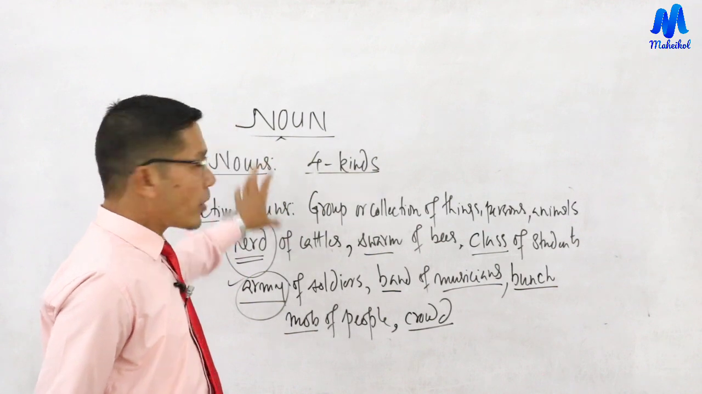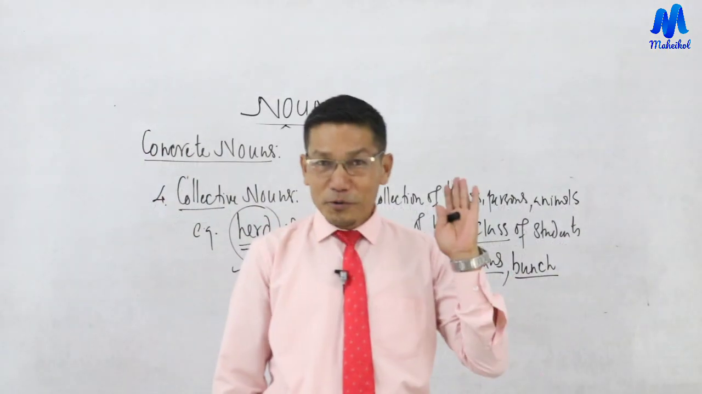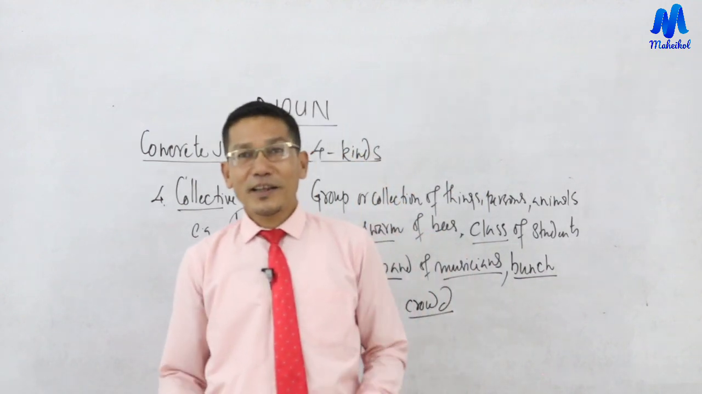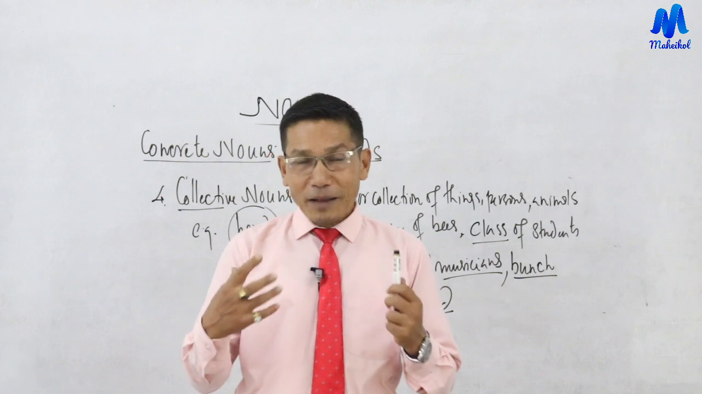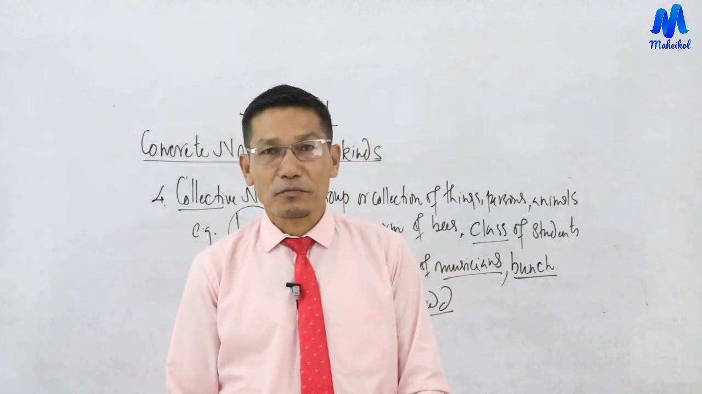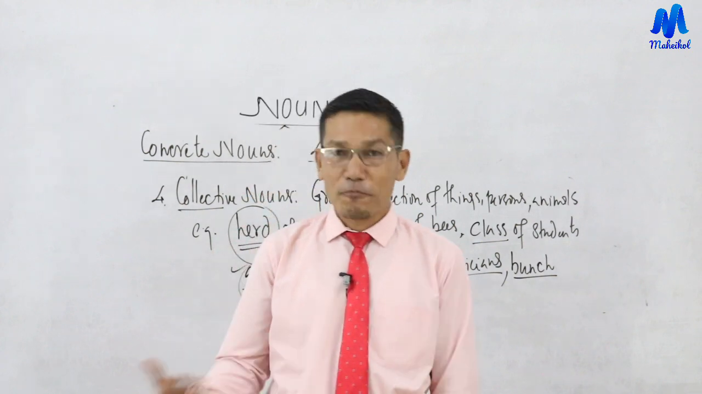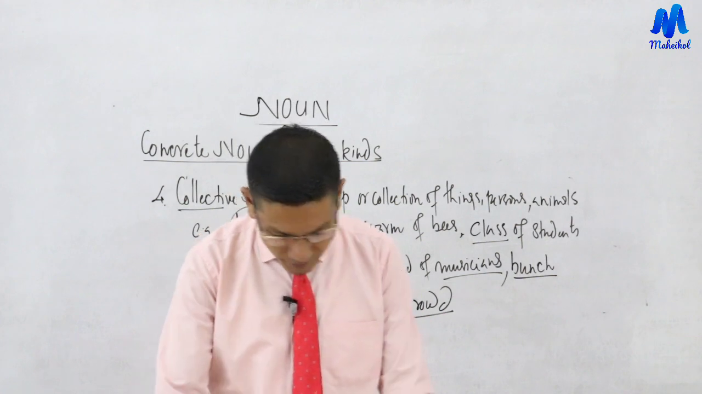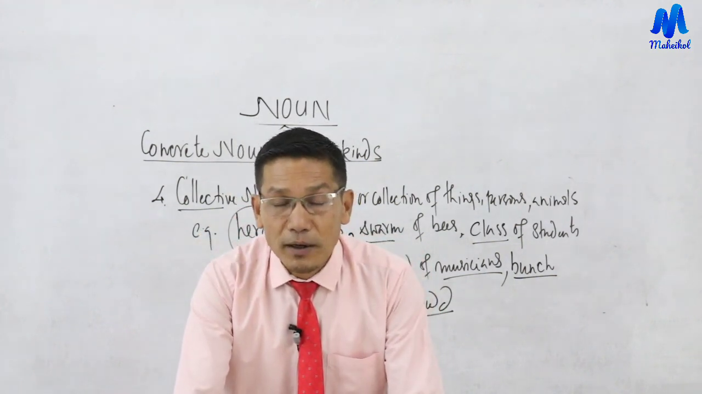Concrete nouns, those having a form, we will continue. Now let us see how we form abstract nouns from different words. Abstract nouns can be formed from different kinds of words: from adjectives, from verbs, from common nouns and others.